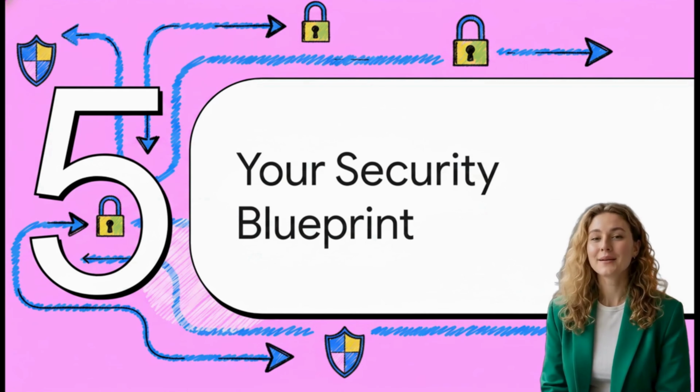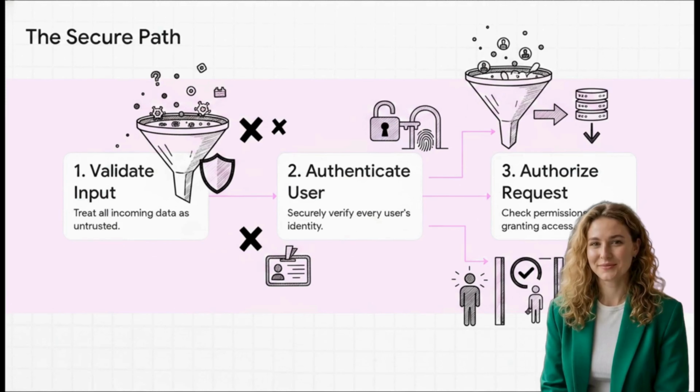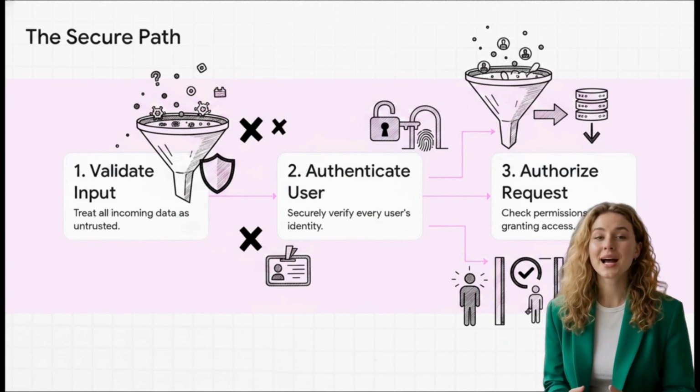So here's your takeaway. Your developer security checklist. Print it out, stick it on your monitor. 1. Never trust user input. Assume it's hostile. 2. Always validate that input. Check its type, its length, its format. 3. Use strong modern ways to authenticate your users. And 4, the big one, check authorization on every single request. And underlying all of this, that principle of least privilege. Don't give anyone more power than they absolutely need.